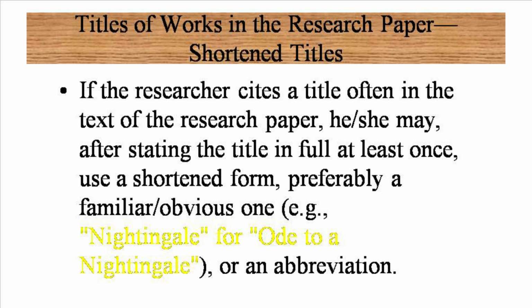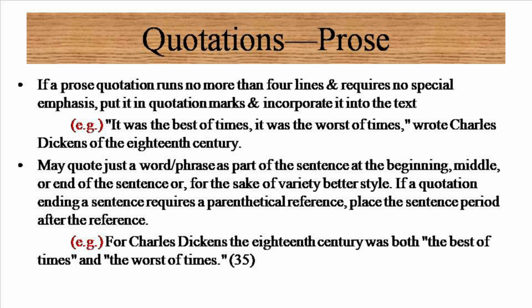If a researcher cites a title often in the research paper, either a shortened form or an abbreviation of it can be used. When you quote prose, if the prose quotation runs no more than four lines and requires no special emphasis, put it in quotation marks and incorporate it into the text. You can quote either a word, a phrase, or a sentence or few sentences according to your choice.